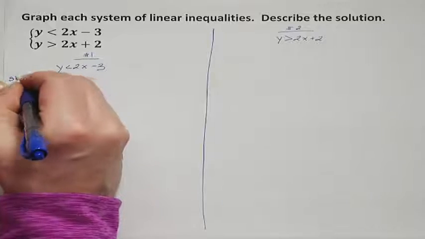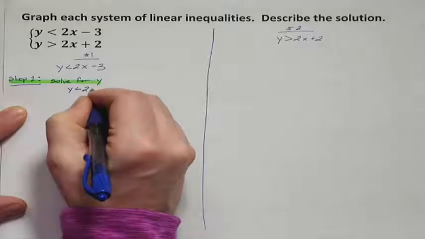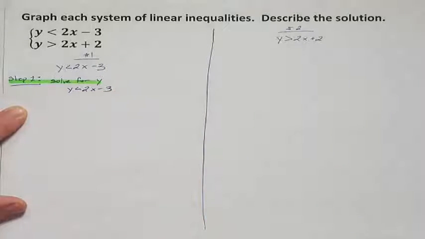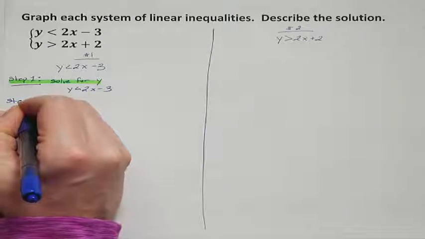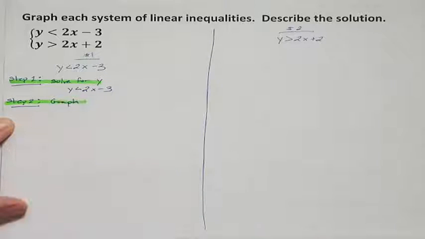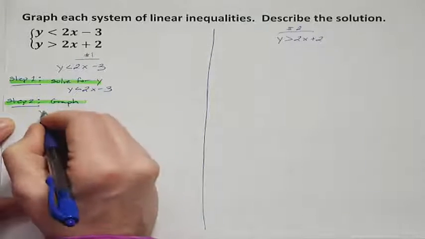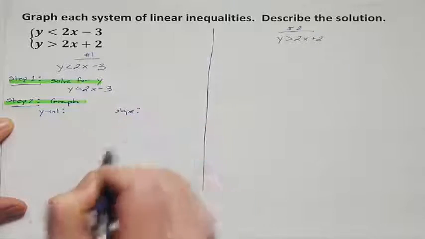Step 1 is to solve for y. So I have y is less than 2x minus 3. Turns out that y is already solved for, so step 1 is done. So step number 2, we need to figure out all the important details that we would need so that we could actually graph it, which means we need to figure out what the y-intercept is, and we need to figure out what our slope is.